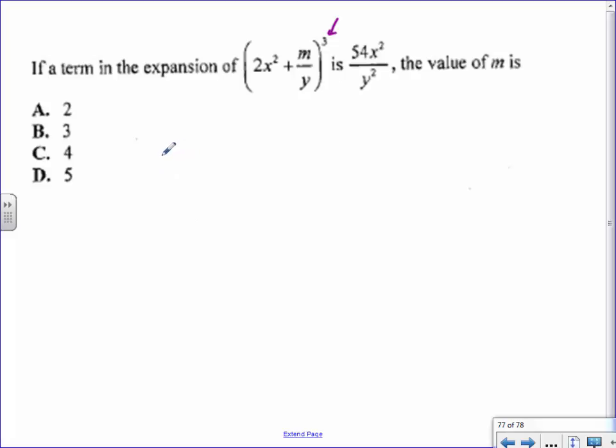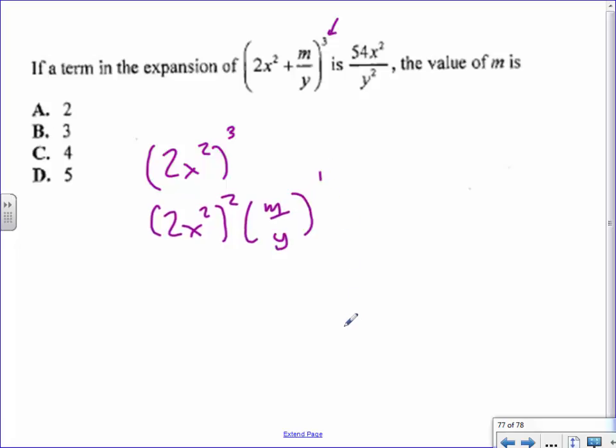The first one is going to be 2x squared all 3 times. The next one is going to be 2x squared twice, and the m over y once. The next term is going to be the 2x squared one time, and the m over y twice. And then the fourth term is going to be the m over y all 3 times.